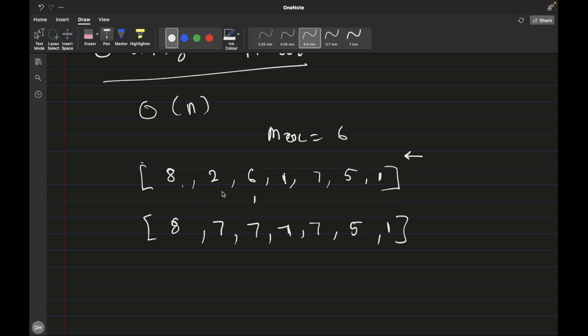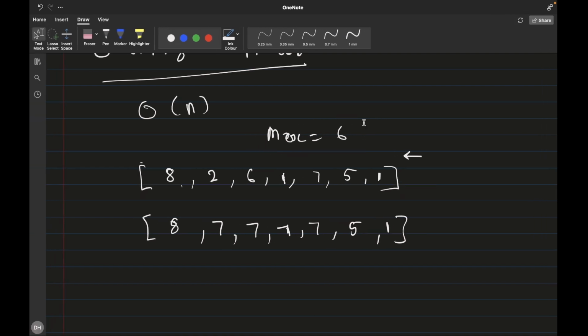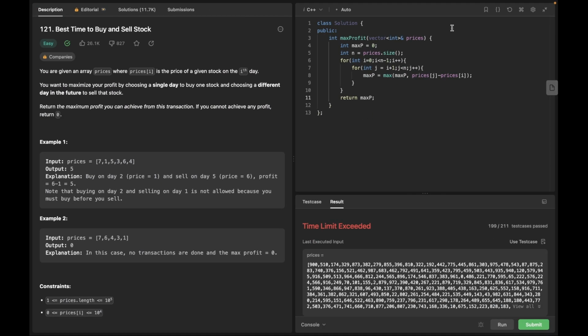Max profit is 1. No, sorry. The profit is 1. Profit is 5 in this case. The profit is 0 in this case. So we have found our solution that max profit will be 6. So this is our solution. Let's try and code this solution.